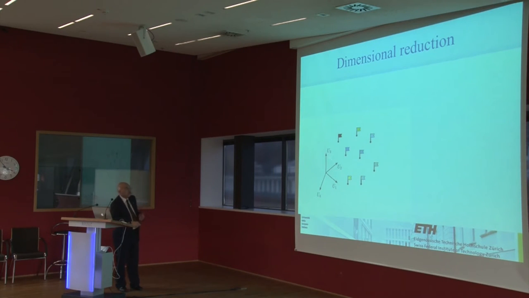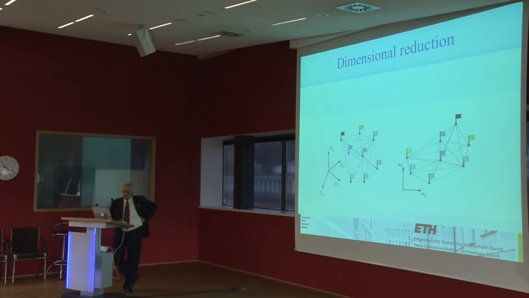And the idea is the following. So we are here in a multidimensional space. We choose some landmark points here, and we calculate the distance between all these landmark points. Then we project this multidimensional data into two dimensions, and we try to make sure that in this two-dimensional space the distance between the landmarks is as close as possible to the distance in the original high-dimensional space.